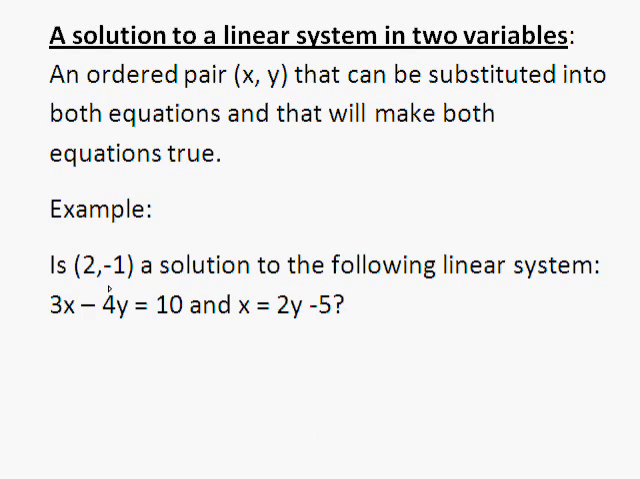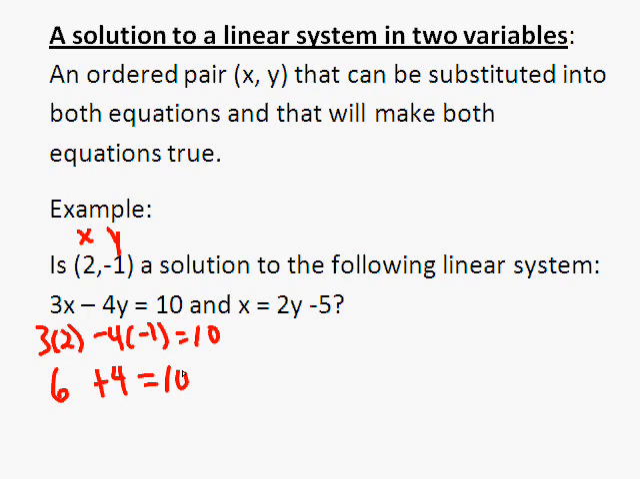For example, is (2, -1) a solution to the following linear system? 3x minus 4y equals 10. We're going to substitute 2 in for x and negative 1 in for y. So we get 3 times 2 minus 4 times negative 1 equal to 10. 3 times 2 is 6, minus 4 times negative 1 is plus 4 equal to 10. 6 plus 4 is 10, equal to 10, which is true. So (2, -1) is a solution to the first equation.